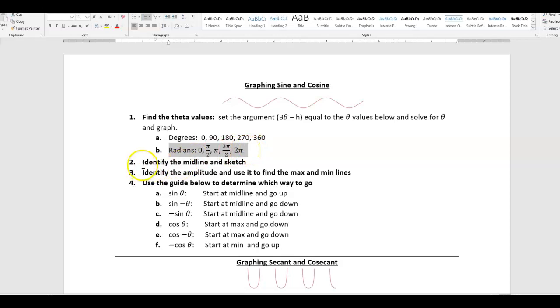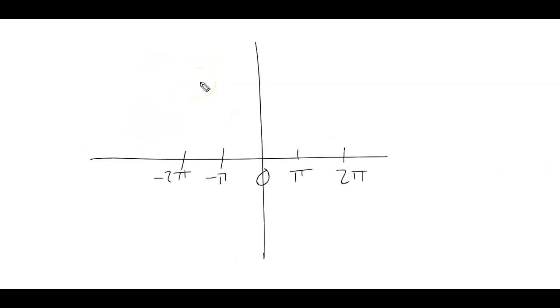All right, next thing we're going to do is identify the midline and sketch our midline. So let's do that. First of all, let's set up our graph. We're going from negative 2 pi to negative pi to 0 to pi to 2 pi. Now we want to graph our midline. Well, to know that we kind of need to see the original equation again here, so let me bring that up.